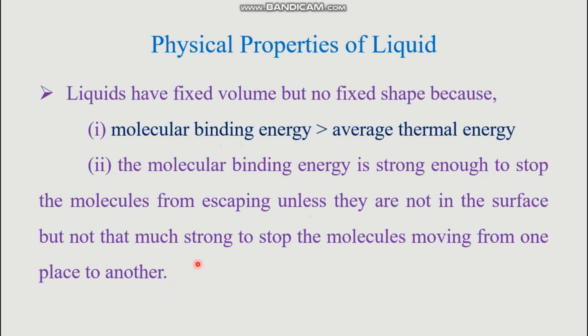And this energy is not strong enough to stop the molecules from moving from one place to another. That means the molecular binding energy can stop the molecules from escaping, but it cannot stop them from moving from one place to another like the gaseous molecules. So they have a fixed volume, but they cannot have a fixed shape. So these are the reasons behind this.